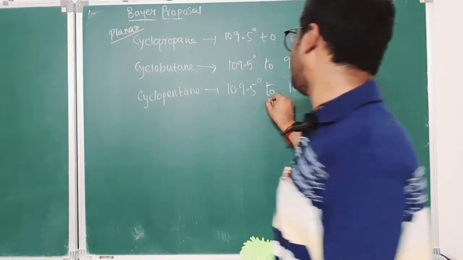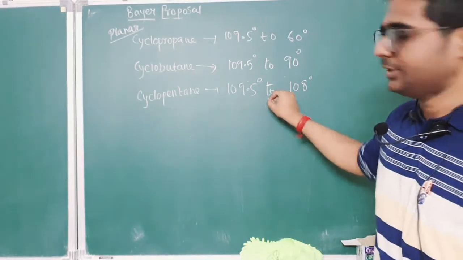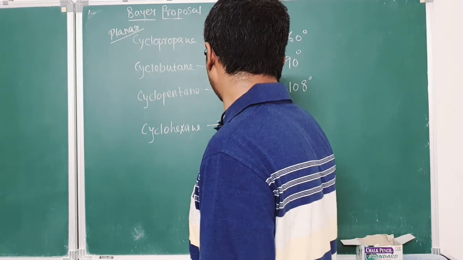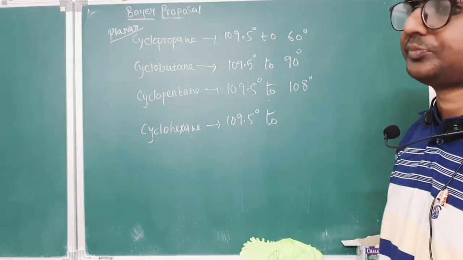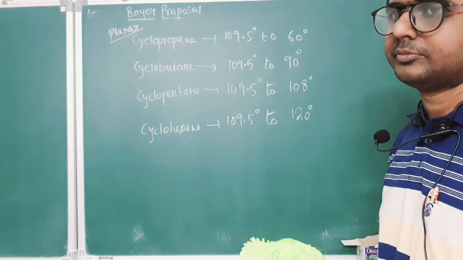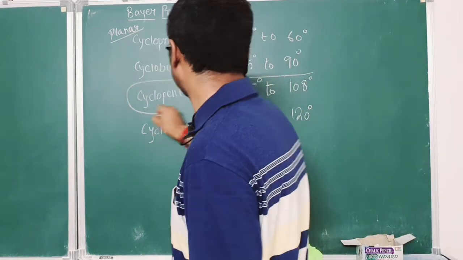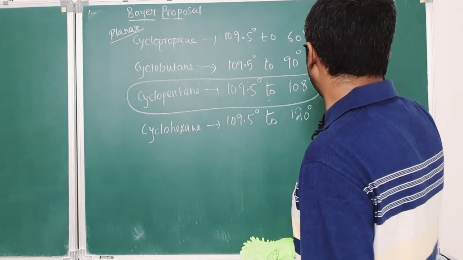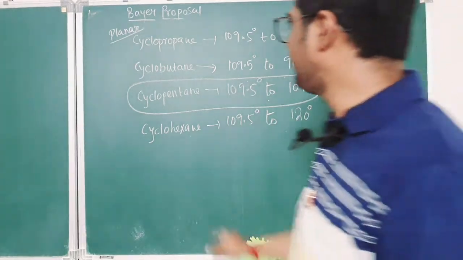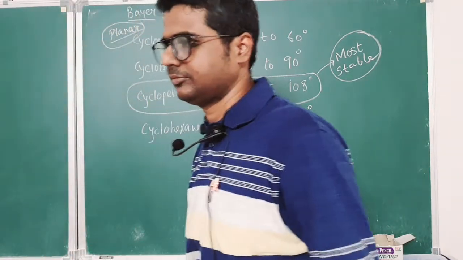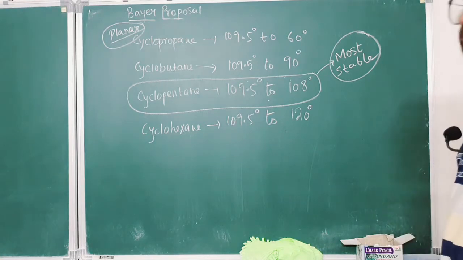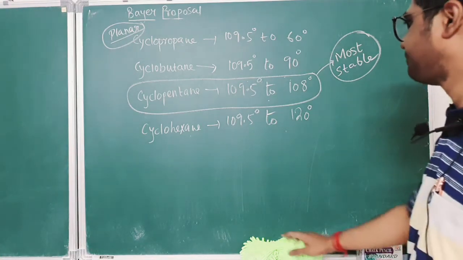Okay, so is this stable or unstable? Cyclopentane is very stable, right. Let us go for cyclohexane. Compared to 109.5 degree, the planar cyclohexane angle is 120 degree, so this will be more stable than cyclopentane, or is cyclopentane more stable? As per Bayer strain theory, cyclopentane is the most stable cycloalkane. But remember, this is only applicable for planar cycloalkanes. Other than that, it is not applicable. Clear?